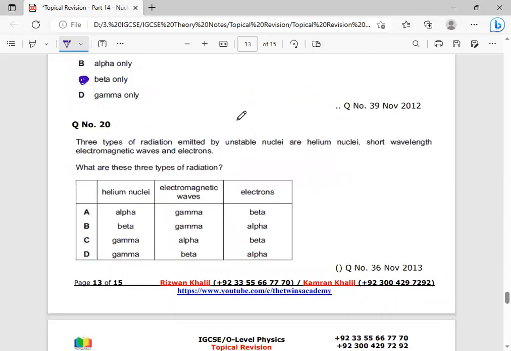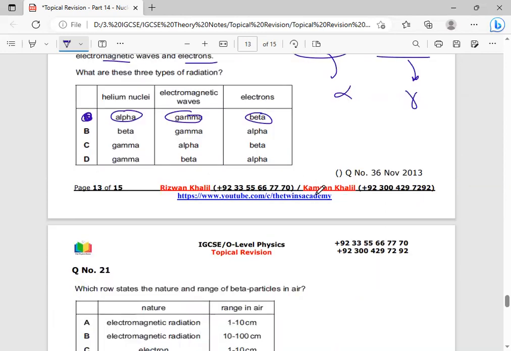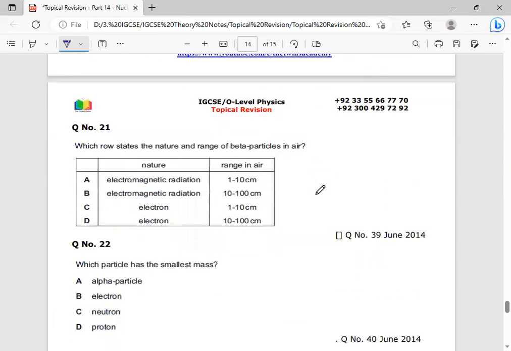Three types of radiation emitted by unstable nuclei are helium nuclei, shorter wavelength, and electrons. Helium nuclei means alpha, shorter wavelength means higher frequency gamma, electrons means beta. Helium nuclei, alpha; electromagnetic waves, gamma; electrons, beta. So option A is the correct answer. You have to memorize their properties or characteristics.